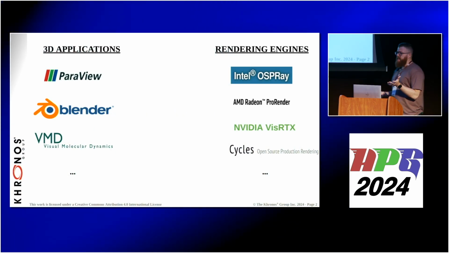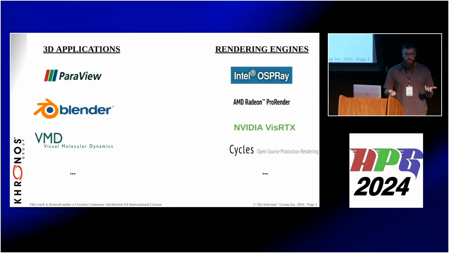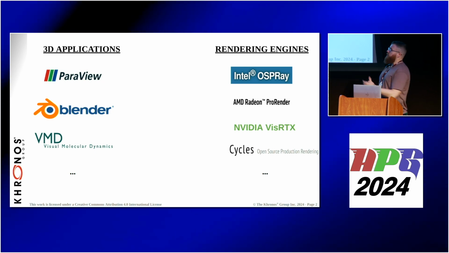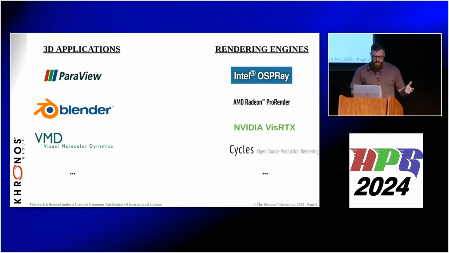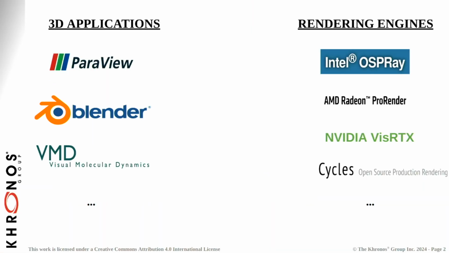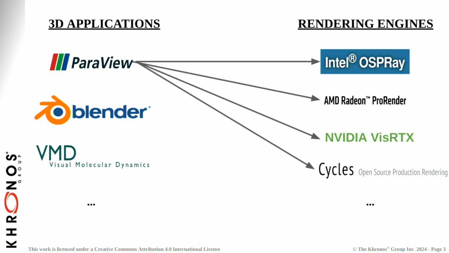So I think the best place to start is: what was the situation that generated the need for a new API standard? We had the situation with 3D applications on the left and rendering engines on the right. Let's say you're a ParaView developer and you want to say, I want to use OSPRay and ProRender and VisRTX. You end up having this problem that you, the application developer, have to learn how to speak to each one of those. Not a terrible problem to solve, but one that has to be solved.